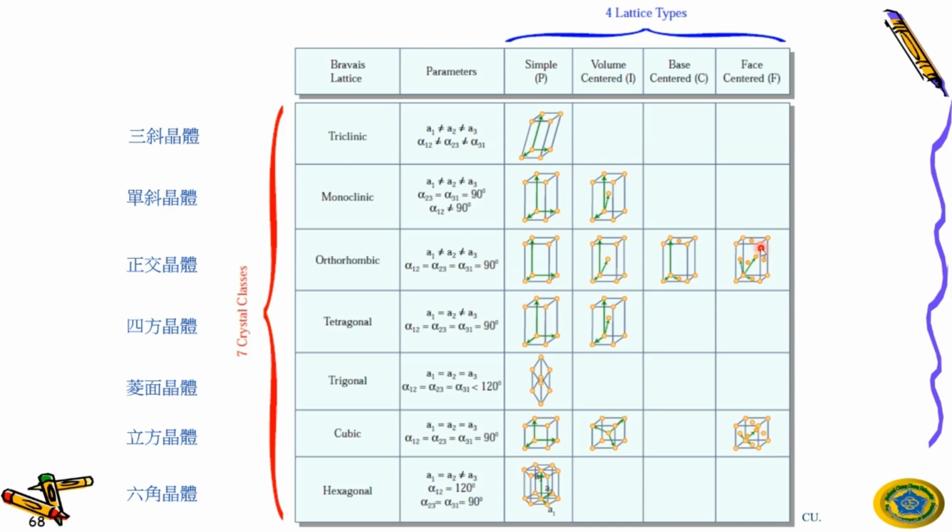It's called FCC, right? Counting again, 1, 2, 3, 4, 5, 6, 7, 8, 9, 10, 11, 12, 13, 14. There are only 14 structures in the world. So that's what we call the 14 crystal lattices. We call them Bravais lattices.